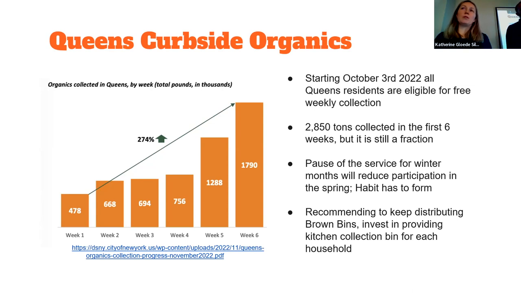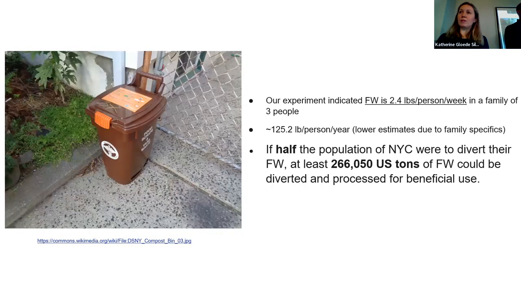As much as we love that program and we benefited from it, we cannot not mention some shortcomings. First, the program will be paused for winter months, and breaking that habit will not help with participation rates back in the spring. Another thing is that we would recommend to keep distributing brown bins, which is what we had on the previous slide. They create this uniform, visible, normalizing food waste separation, just like recycling is the norm. So food separation should be too, and those bins should help.